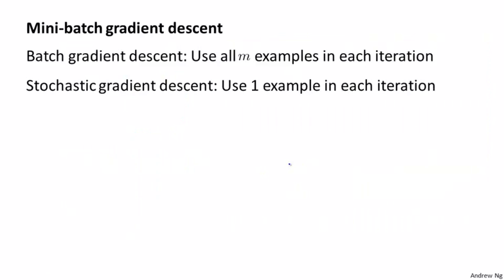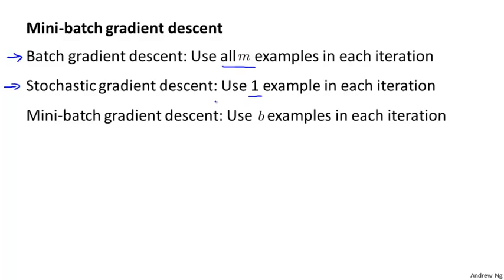To summarize the algorithms we've talked about so far, in batch gradient descent, we will use all m examples in each iteration, whereas in stochastic gradient descent, we will use a single example in each iteration. What mini-batch gradient descent does is somewhere in between. Specifically, with this algorithm, we're going to use b examples in each iteration, where b is a parameter called the mini-batch size. So the idea is that this is somewhere in between batch gradient descent and stochastic gradient descent, and it's just like batch gradient descent, except that we're going to use a much smaller batch size.